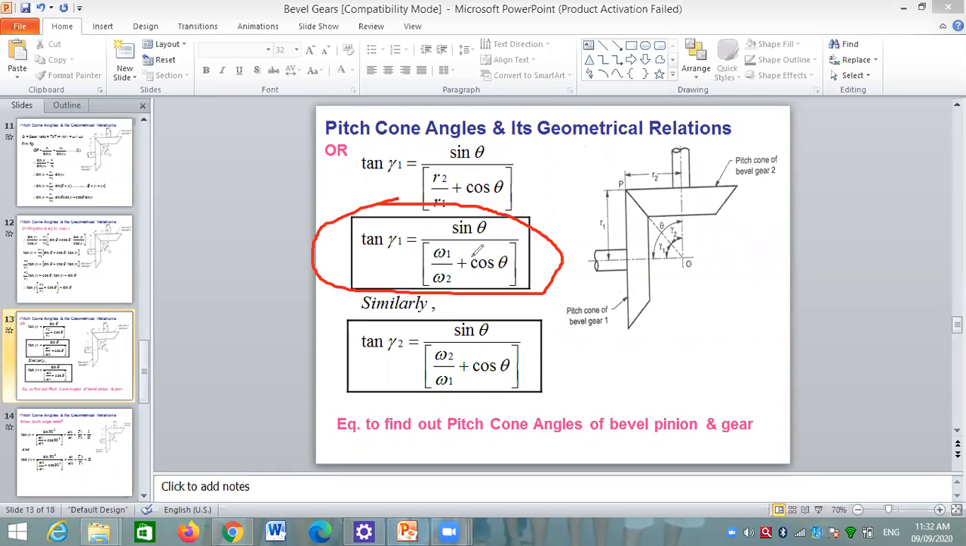Therefore, tan of gamma 1 is equal to sine of theta upon omega 1 upon omega 2 plus cos of theta. Or similarly, tan of gamma 2 is equal to sine of theta upon this ratio will be changed. Here for gamma 1 it is equal to omega 1 upon omega 2, and for gamma 2 it is omega 2 upon omega 1. Always remember these two differences for pitch cone angle for a gear and pitch cone angle for a pinion. Okay, these are two important formulae which are used to find out the pitch cone angle for a gear and pitch cone angle for a pinion.